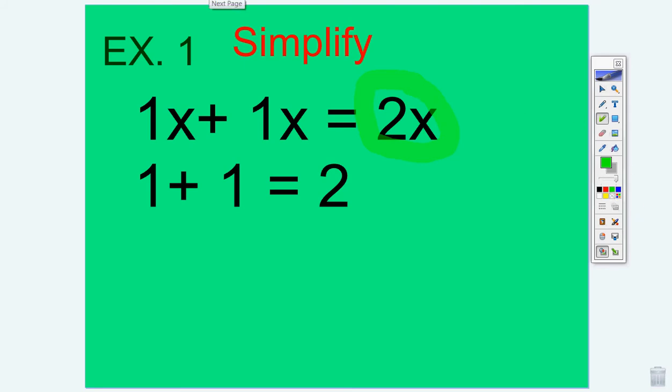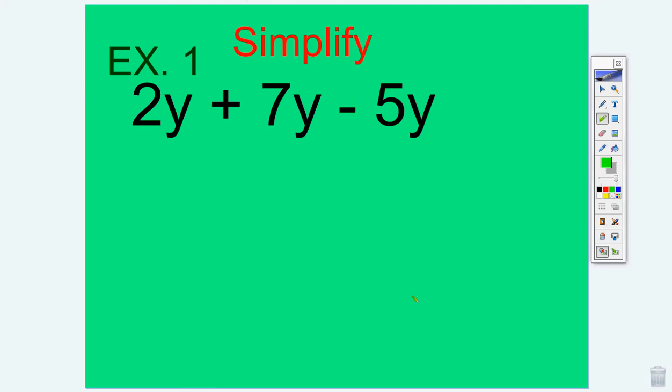All right. Let's move on here to something a little bit more involved. Now here we have 2y plus 7y minus 5y. And it's very important to notice the signs that are to the left, or even the lack of signs to these. For instance, in this particular case, we have a 2y, and that's considered to be positive because there's nothing to the left. So I have positive 2y plus 7y minus 5y.